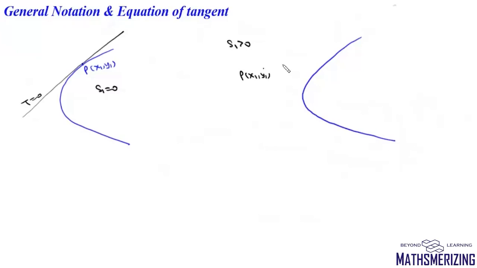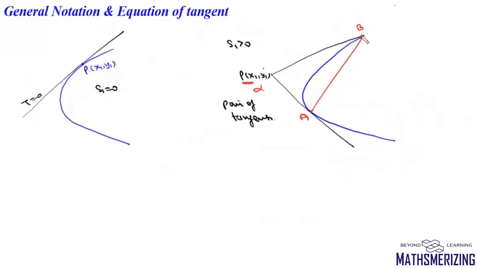Now, if a point lies outside the parabola, it simply means two tangents can be drawn from this given point. So in that case, we'll have a pair of tangents. Now, the equation of the tangent in this case is not T equals 0 because this point P doesn't lie on the parabola. If we look at the points of contact, suppose this is A and this is B, then this chord of the parabola AB is called the chord of contact.